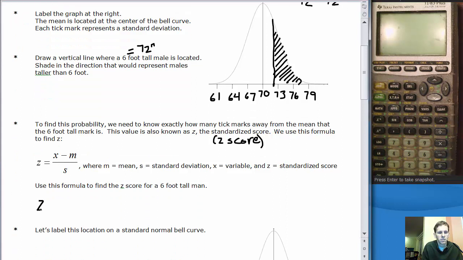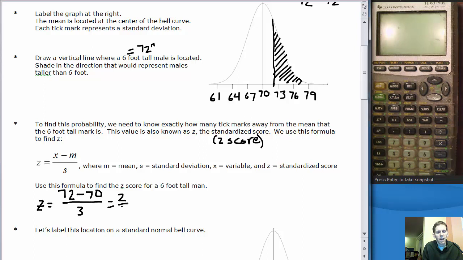Z is equal to, this is our variable, in this case we're looking at 6 feet tall. 6 feet tall is 72 inches, so that's our variable, our changing value here. M is the mean, we said the mean is 70 inches, the value in the middle of the bell curve. And the standard deviation on the bottom is 3. So what we're going to do is crunch this out. Now you could do this in your head, I think. You could do 72 minus 70 is 2 divided by 3.